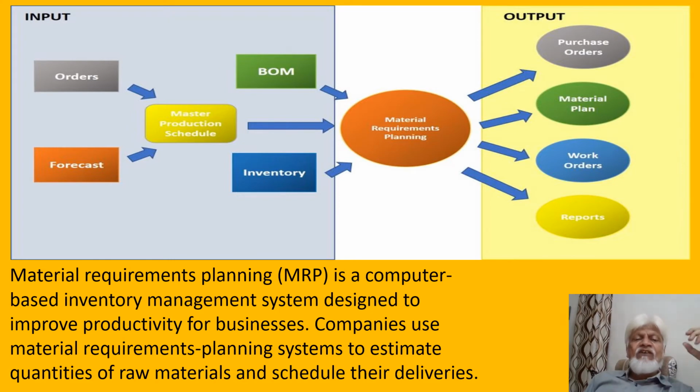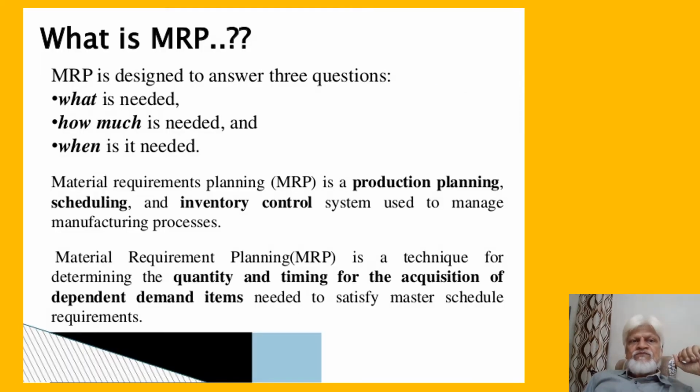Material requirement planning is a computer-based inventory management system designed to improve the productivity of a business. Companies use a material requirement planning system to estimate quantities of raw material and schedule their deliveries. In other terms, MRP is designed to answer questions like what is needed, how much is needed, and when it is needed.